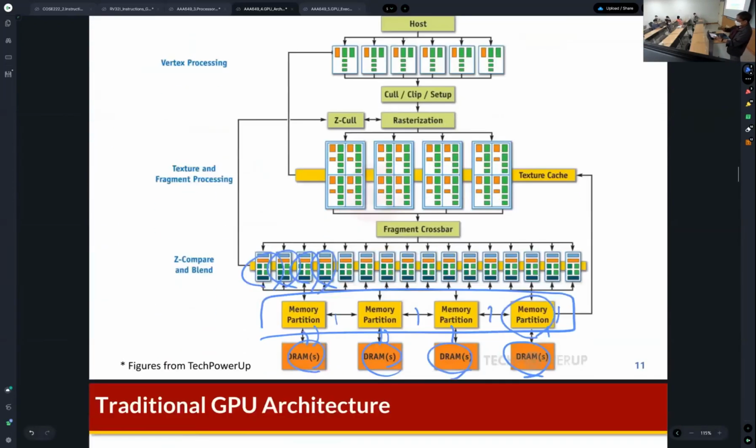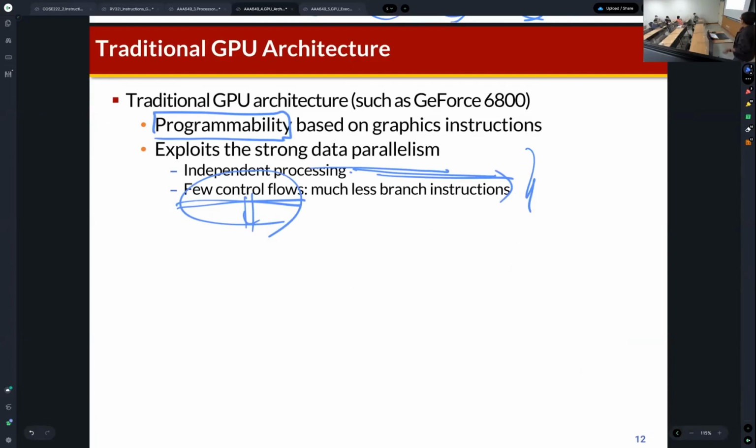So considerations for control instructions were very low. They were not considered. Which means that if we use control instructions in a modern GPU architecture, even though modern GPUs support control instructions, the performance will be low.